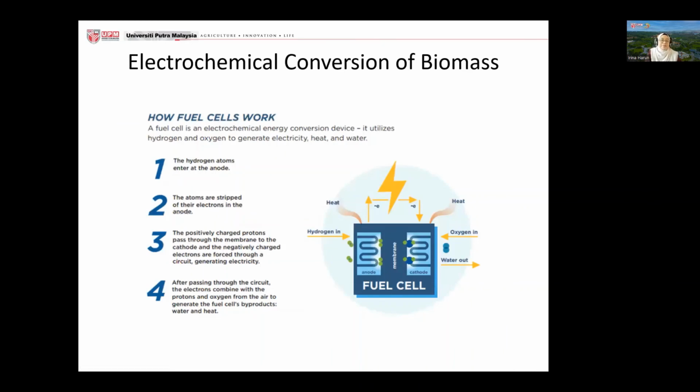Electrochemical conversion of biomass. This is actually related to fuel cells. And how fuel cells work is that, remember just now I was talking about anode and cathode in the early part of the lecture. So the basic thing to remember about cathode is it's very high in electrons, whereas for anode, it is the positive terminal.